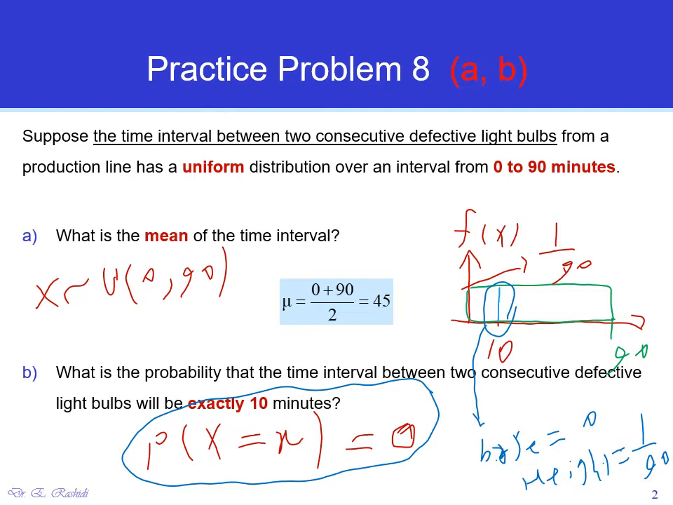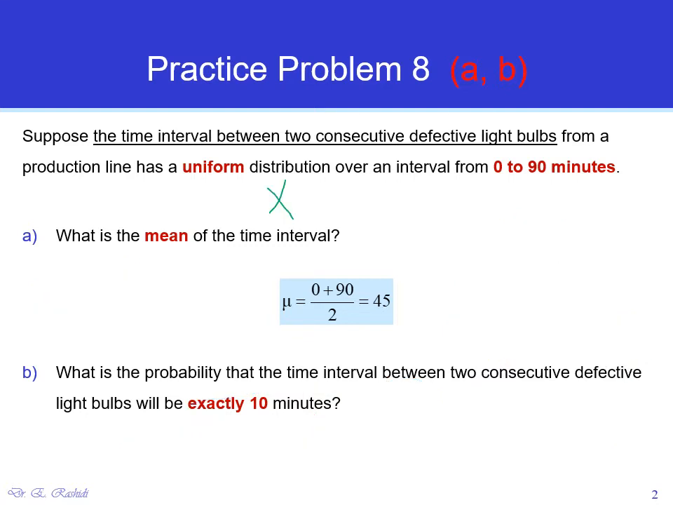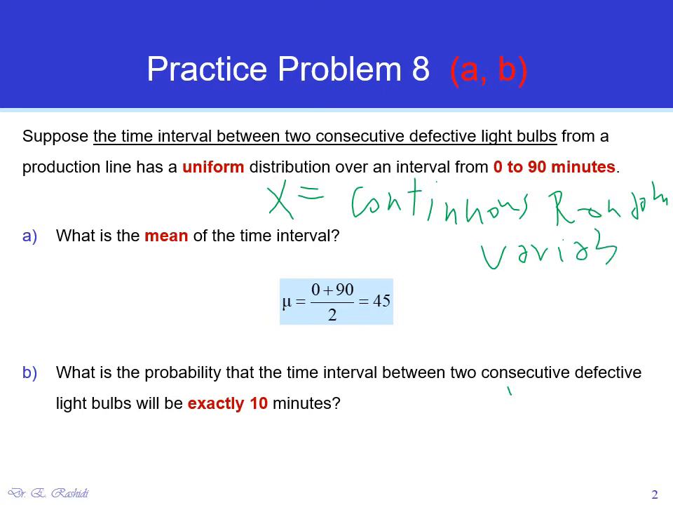And again, this is true for any continuous distribution. If x is a continuous random variable, then the probability of x equal to any value is 0.